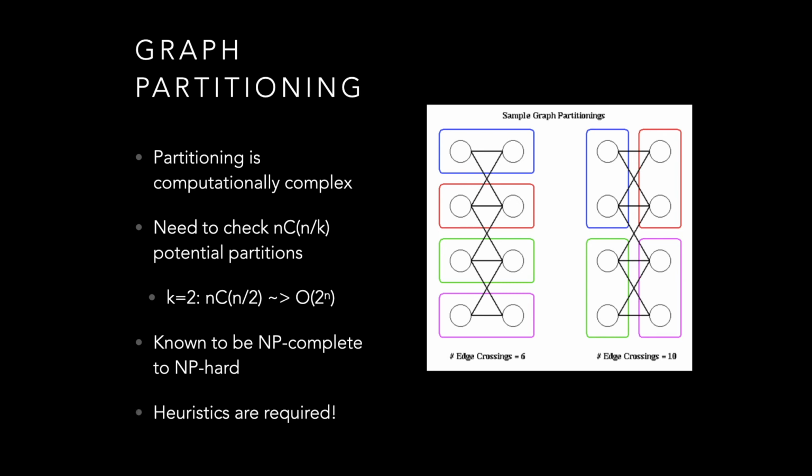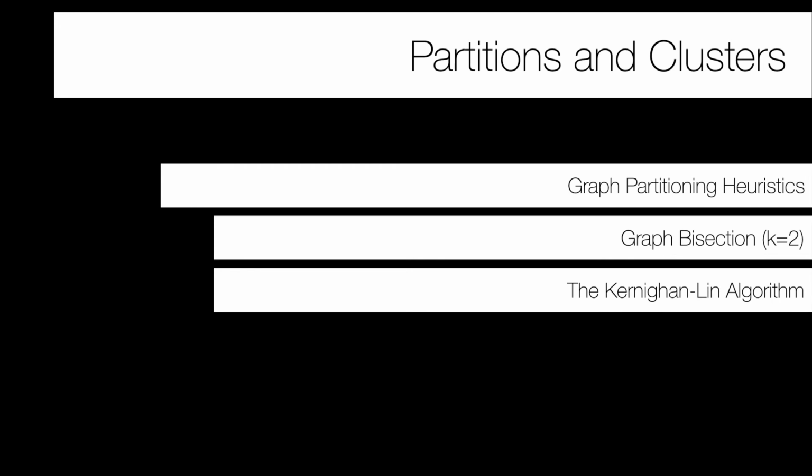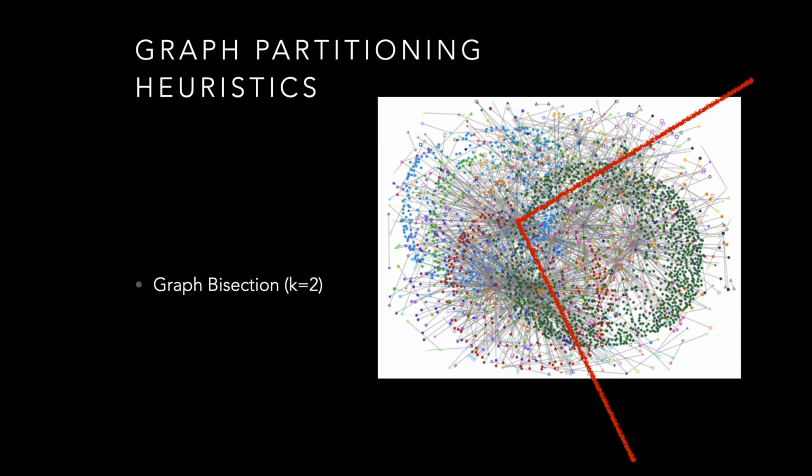So because of this complexity, generally partitioning algorithms are built around heuristics. So rather than going into a lot of detail about how you can do this exactly, I'll give you some heuristics for partitioning. We'll talk about two main ones. One is the idea behind graph bisection using the Kernighan-Lin algorithm, and then I'll talk about how to use the KL algorithm to build up other partitions.